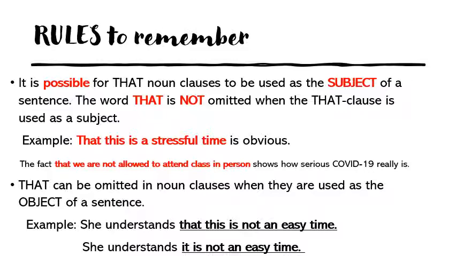Look at the example. She understands that this is not an easy time. Because my noun clause is in the object position, I can remove or omit that. It's perfectly fine in English to say, she understands it is not an easy time.